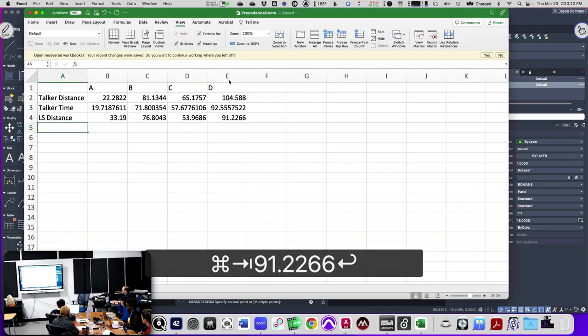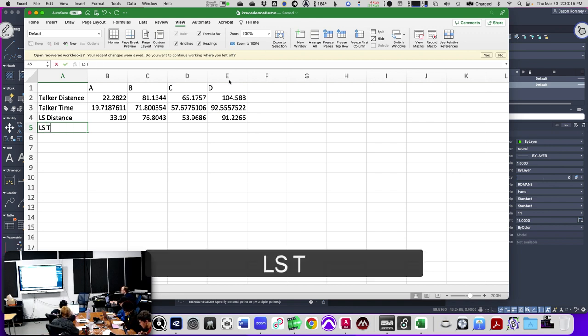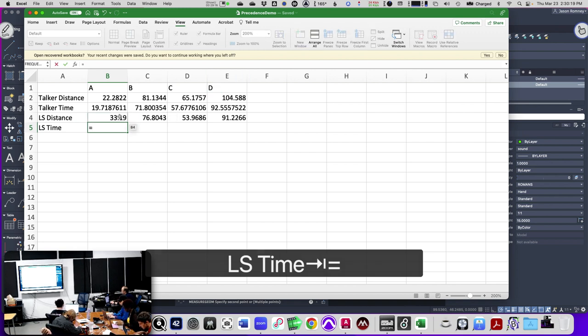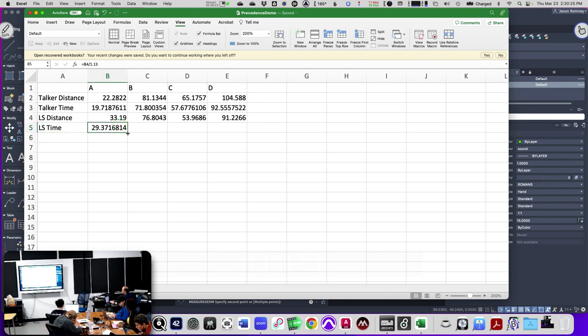All right, that's just the distance. And now I want to do the LS time. How long will it take to do that? It's the exact same equation. So I'll do equals that distance divided by 1.13. And I get time, and I'll copy that over. Okay, so now I've got the times. I have the time it takes for the talker to arrive at each seat and the time it takes for the loudspeaker to arrive at each seat.